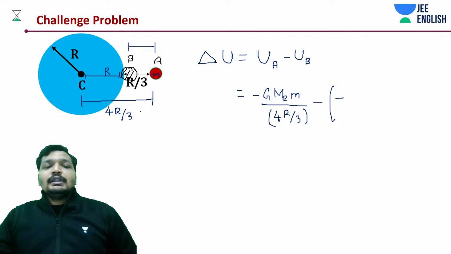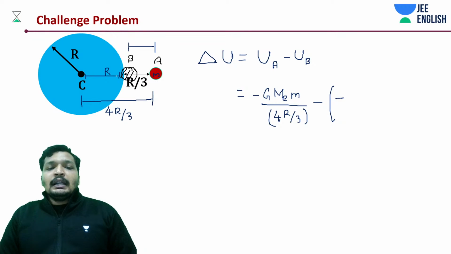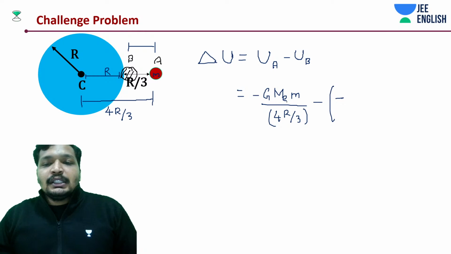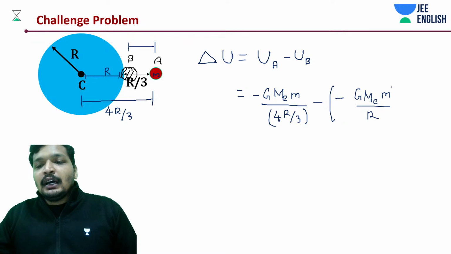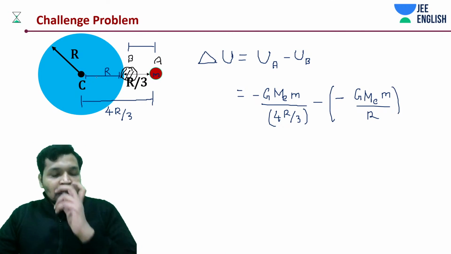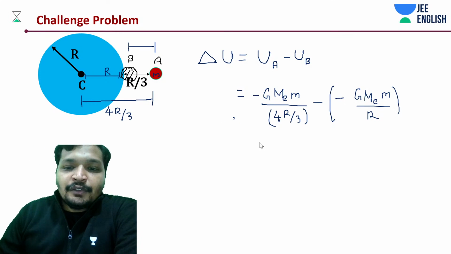Minus. Okay, so now your ball has reached the surface of Earth. And what is the potential energy going to be? Minus GME into M of the ball divided by R, because it's at a distance R from the center. Basically, what is the potential energy on the surface of the Earth?